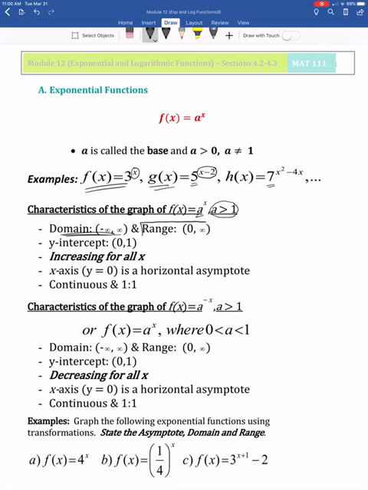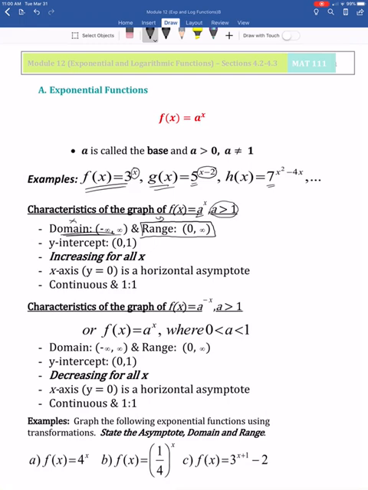Now our outputs, our range, the y values, remember domain is x and range is y. Our outputs are going to be positive values. They're going to be positive outputs. y values are all y values greater than 0. You can see given by this interval of 0 to infinity with the parentheses on 0.